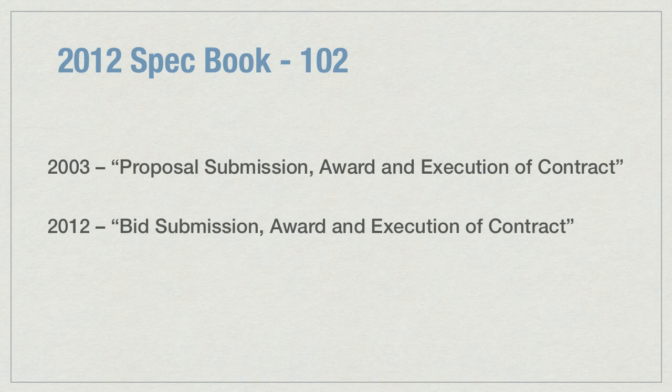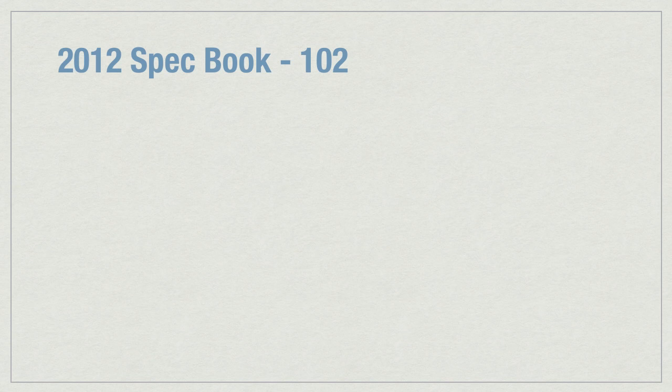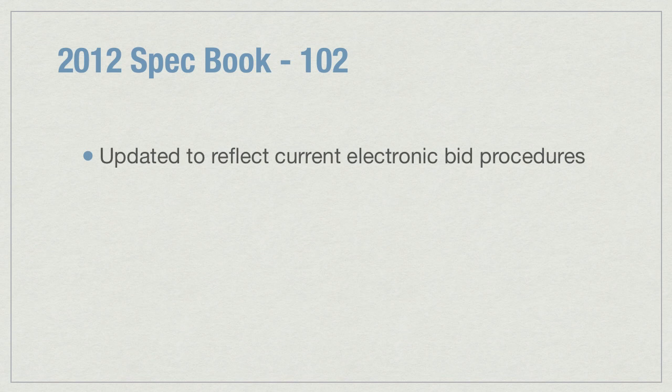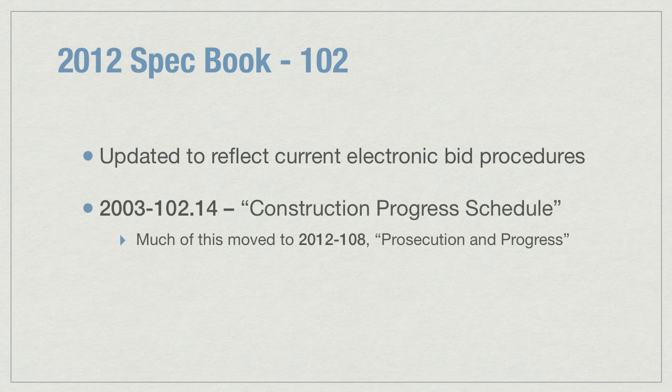The title of Section 102 has changed in the 2012 book to Submission, Award, and Execution of Contract. Section 102 has been updated to reflect the current electronic bid procedures. In addition, much of 102.14, Construction Project Schedule, has been moved to the 2012 book Section 108, Prosecution and Progress.